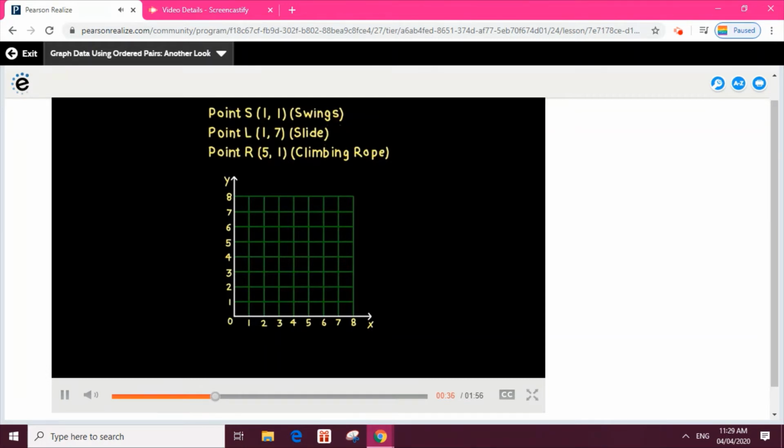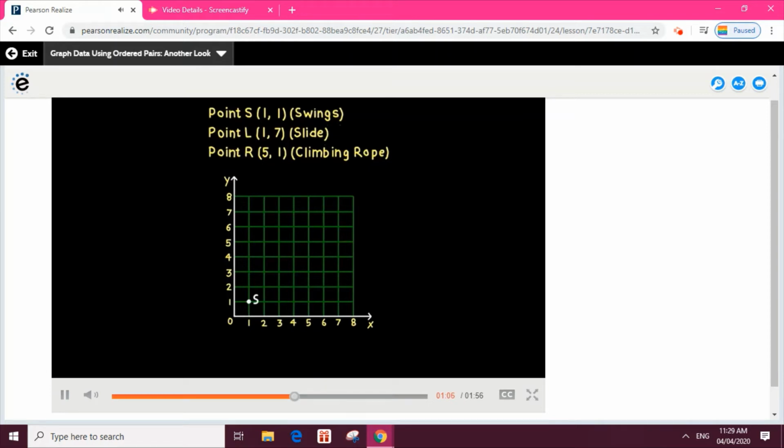So we start at 0, 0, which is at the bottom left. We then go 1 unit over to the right, then 1 unit up. So we end at 1, 1. See the arrows? We moved 1 unit over to the right, then we went up 1 unit. So the swings, or point S, goes here. Great job! Next up is the slide, or point L.